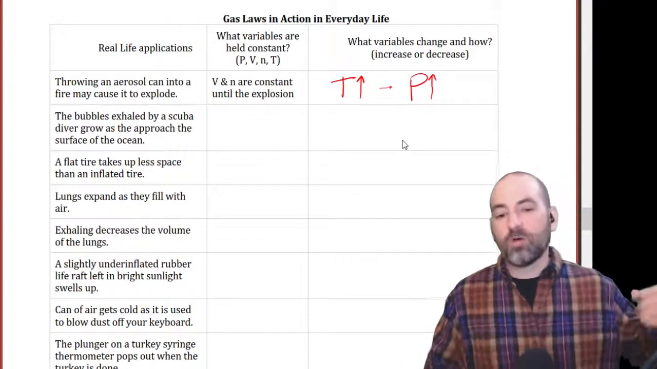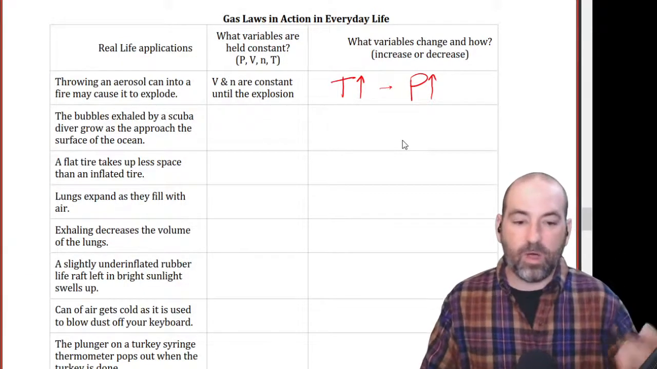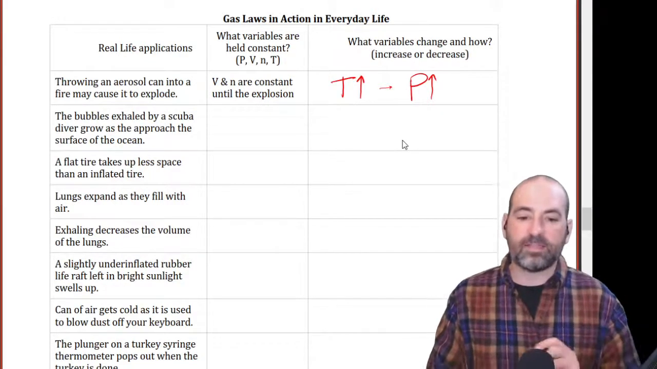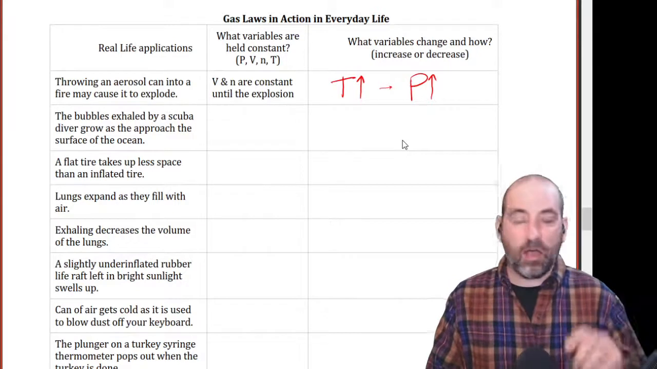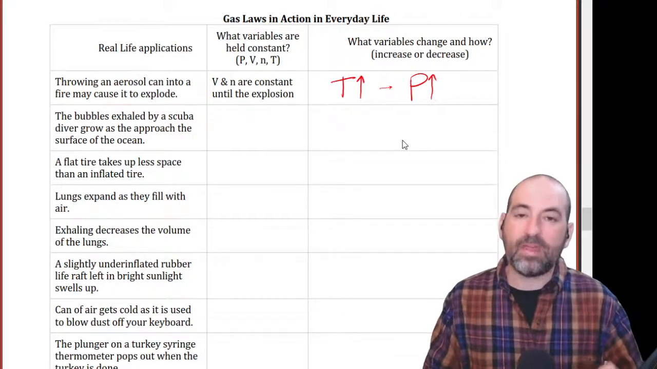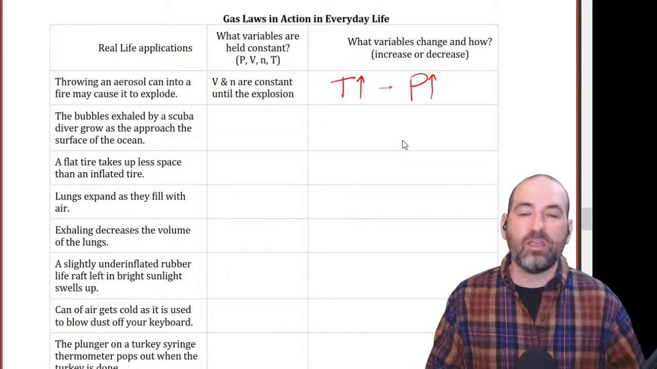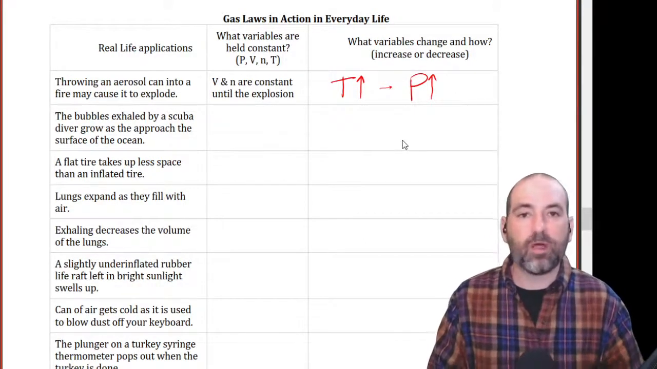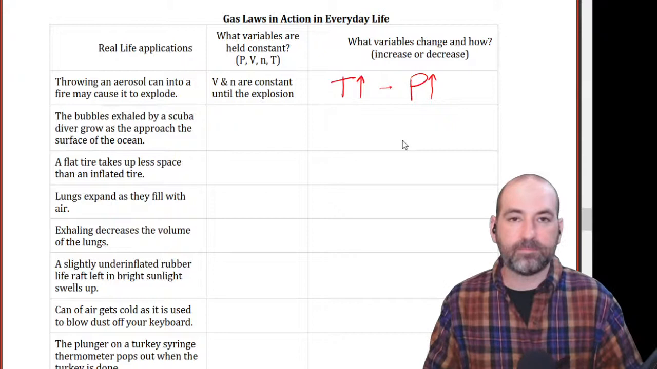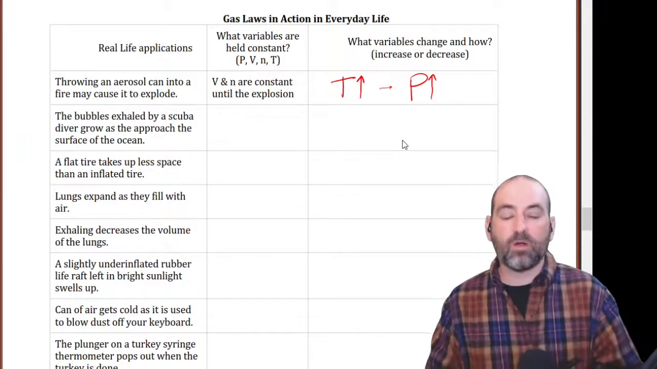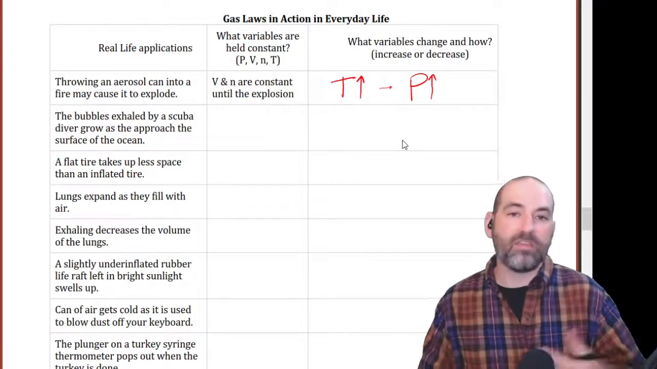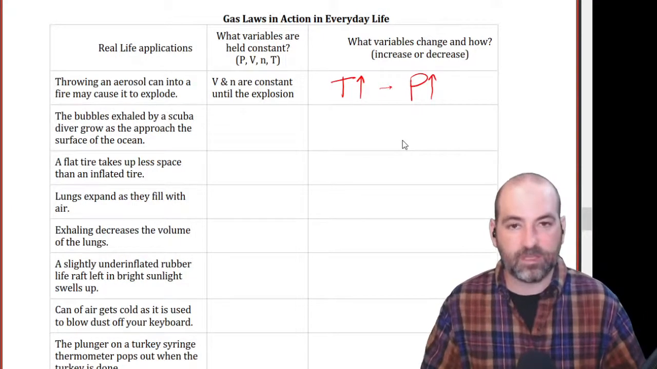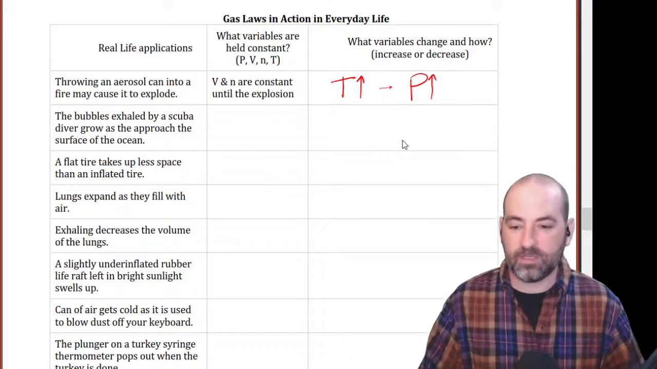All right. So for each of these, I want you to do exactly what I just did. I want you to think about which things are being held constant, which things are changing, how are they changing, and then how can you explain that change in terms of molecular motion? What's actually happening to the particles? Are they going faster? Are they going slower? Are there more of them? Are there less of them? Are they hitting the walls more often or less often? Those are the kinds of things that you can use to explain these.